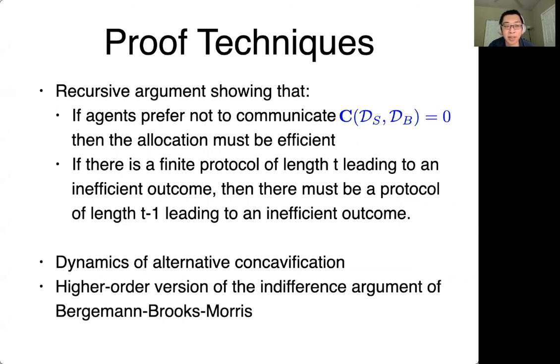And for our other result of fully characterizing the case where Bob has a type space of size 2, we characterize the dynamics of alternating concavification, and that can be viewed as a higher order version of the indifference argument in the work of Bergemann, Brooks and Morris.